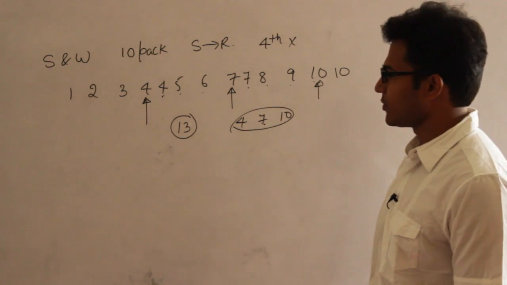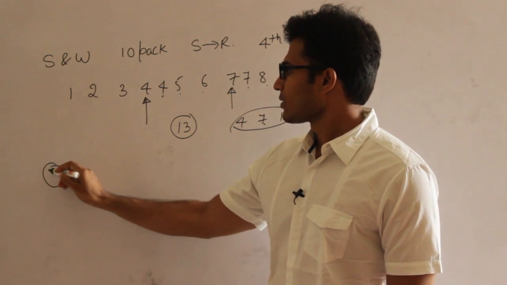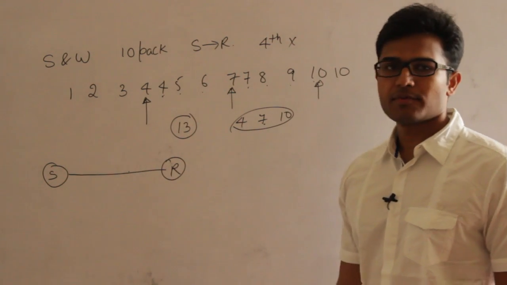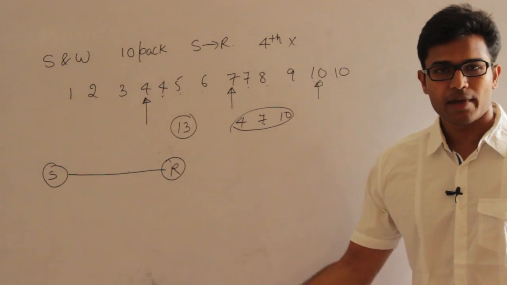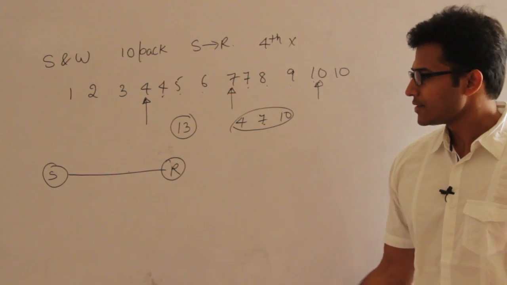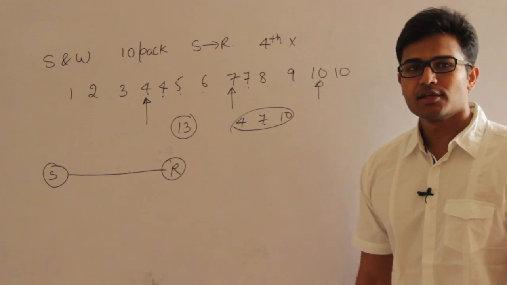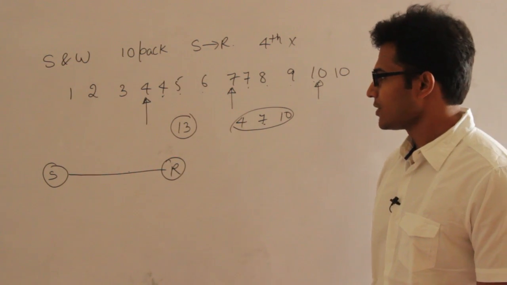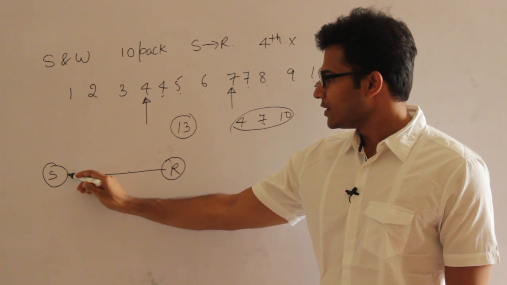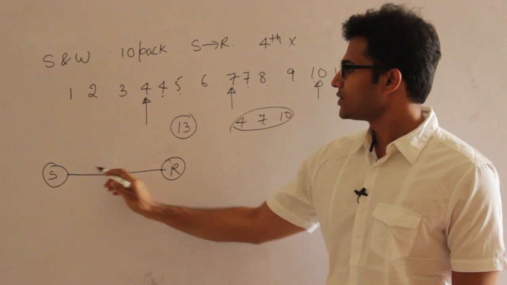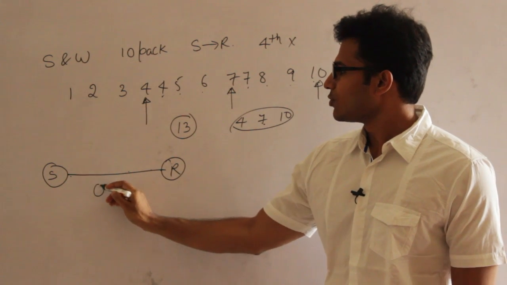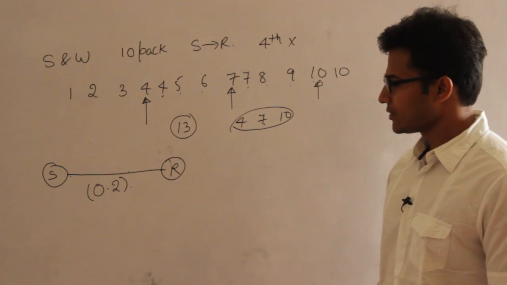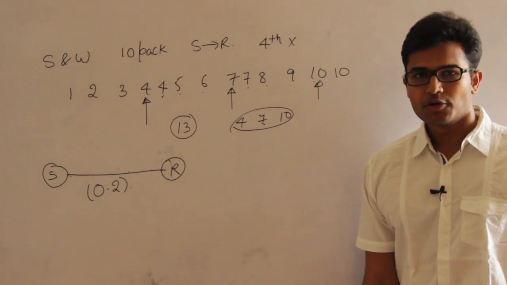Now let's consider one more example. Say there is a sender and there is a receiver, and this channel has some error probability. Error probability means some of the packets are getting lost. Not exactly packets, bits or anything. Something is going wrong in this channel, because of which some of the packets are being lost. Let us say the error probability of this channel is 0.2, which means 20%. If I am sending 100 packets, 20 packets are definitely going to be lost.